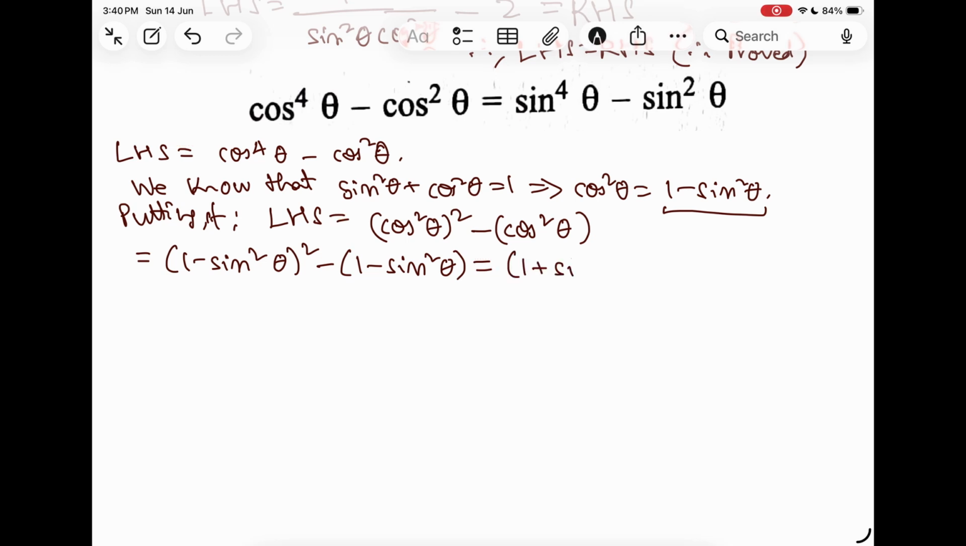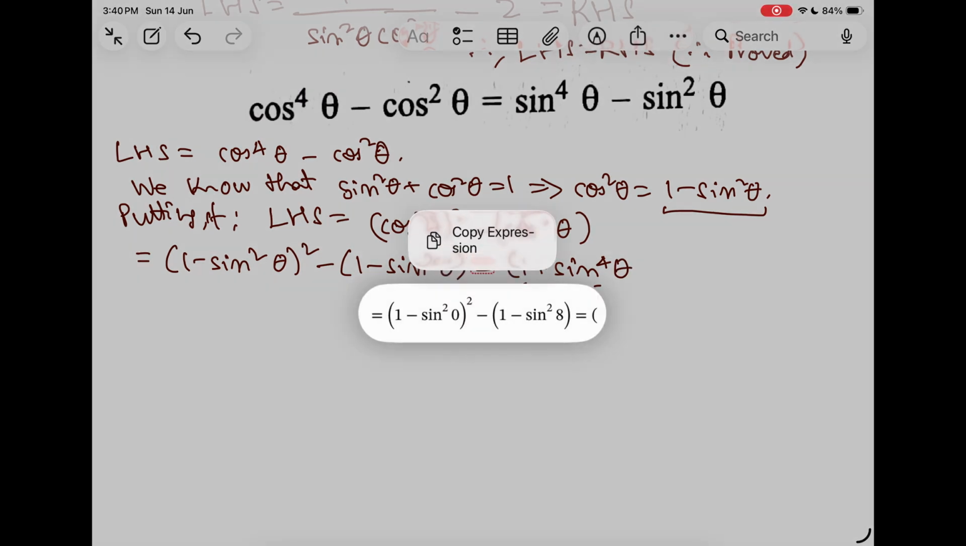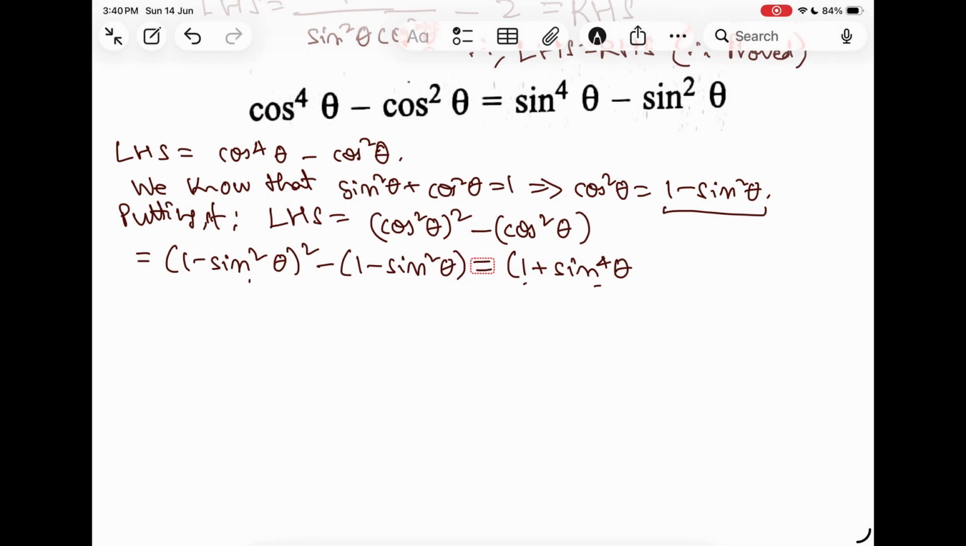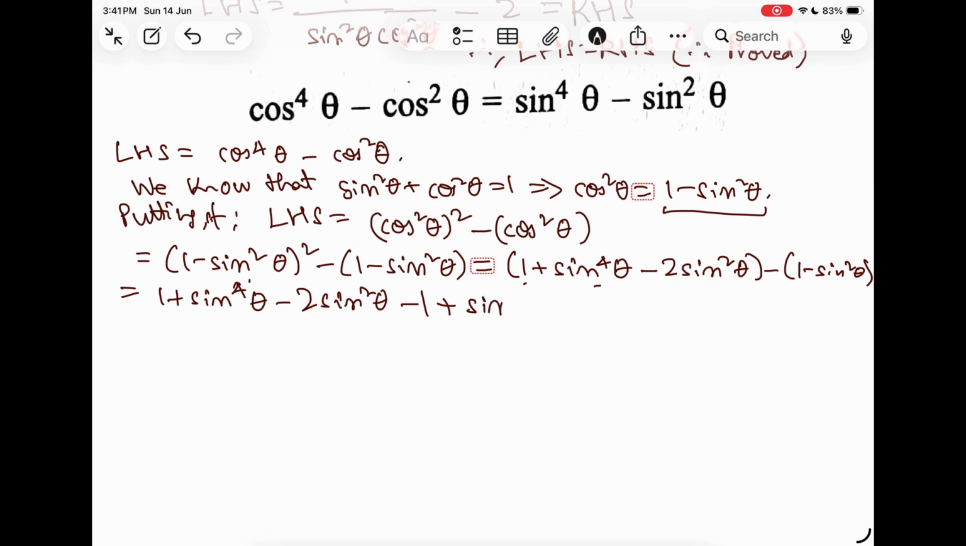So we are using the same formula, a plus b whole square or a minus b whole square, 1 plus sine to the power 4 theta, and this is a and b, and the other term is minus 2ab, that is minus 2 sine square theta. Now on the other side we have a minus in bracket 1 minus sine square theta. Now we are going to open the brackets and we get 1 plus sine to the power 4 theta minus 2 sine square theta, and then minus of 1, and then minus of minus sine square theta, that is plus sine square theta.